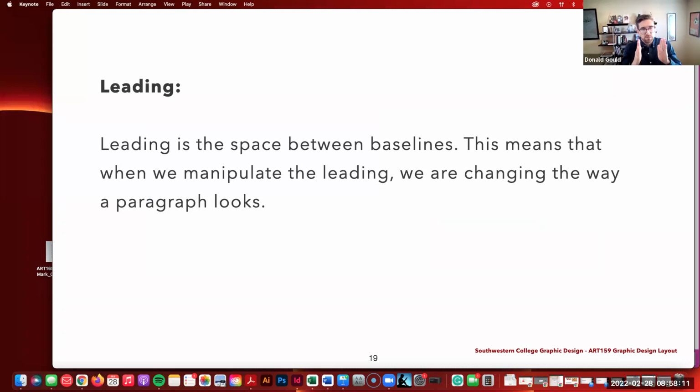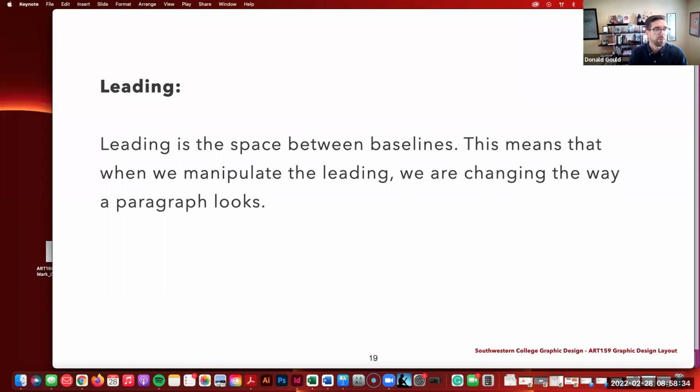So we looked at the kerning, spacing between the individual letters. We looked at that tracking, which is the spacing between the letters in an overall word or an overall line of text. Next, we're going to look at our leading here. So the leading is essentially the space between the baselines. It's essentially going to be your line length, right? Or the distance between each line of text.